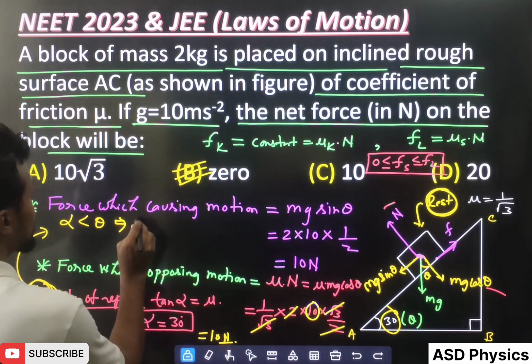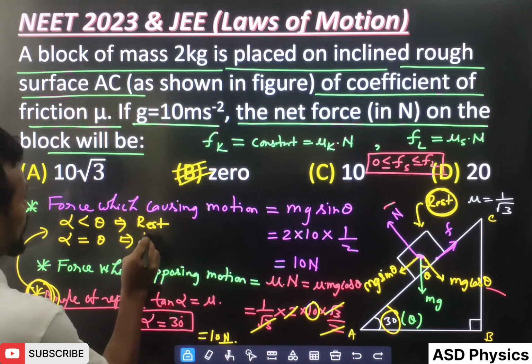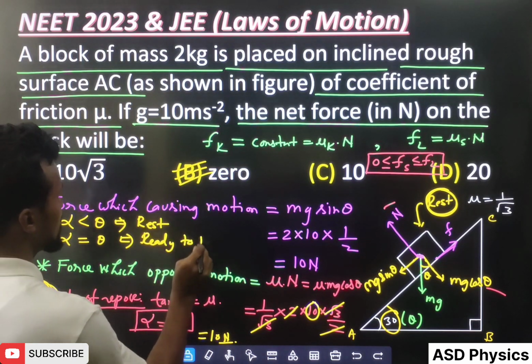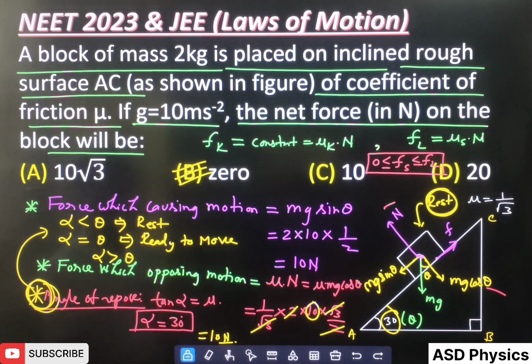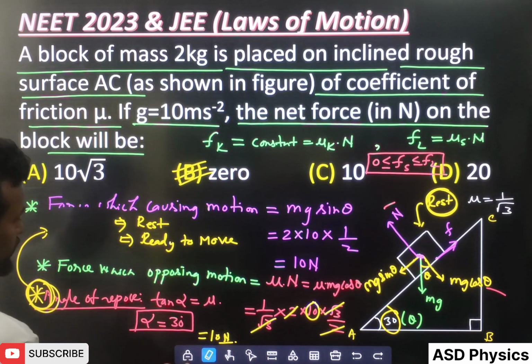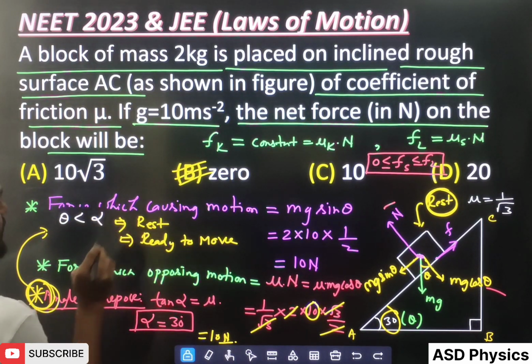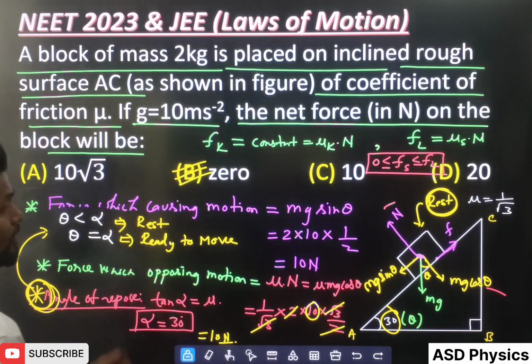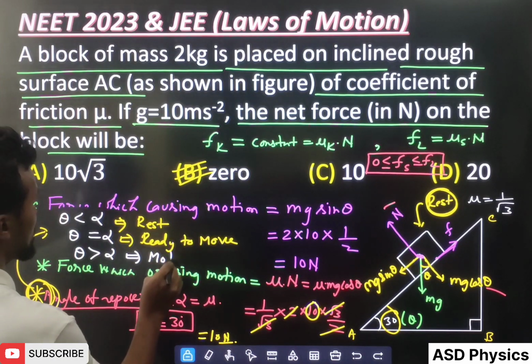When alpha is less than theta, the block will be in a rest situation. When alpha is equal to theta, the block is ready to move, but still in rest situation. But what is happening when alpha is greater than theta? I think the reverse is happening. I did reverse here, because I have calculated the angle of repose here, alpha. So when theta is less than alpha, rest situation. Theta equal to alpha, ready to move. And when theta is greater than alpha, the block will be in motion here.